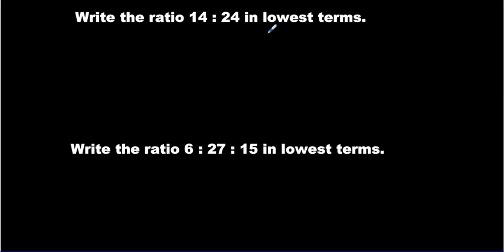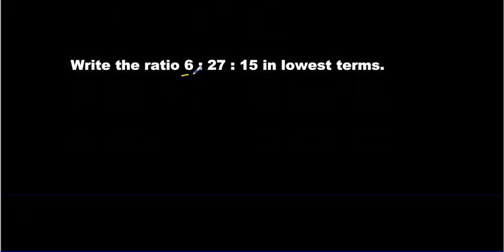Now it asks us to reduce this. So we have 14 to 24. Let's reduce it. So what goes in? I'll do 2 goes in both. So we can divide by 2. So lowest terms, that's going to be 7 to 12. Now ask yourself, don't just stop. Ask yourself, can you divide these ones and shrink them down? And the answer is no. So we've got our final answer.